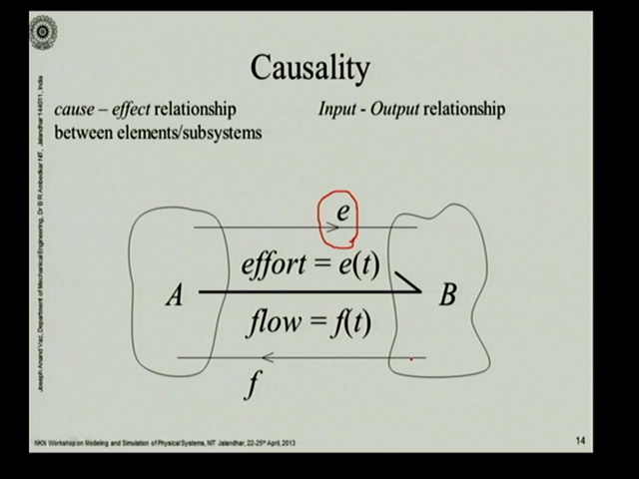So I hope this concept, this idea about cause and effect, input and output, is clear to you. So if you have effort as an input to B, its output will be flow. And here the input to A is flow, the output from it is effort. Only then they can actually interact compatibly with each other and they can transact energy, they can transact power.